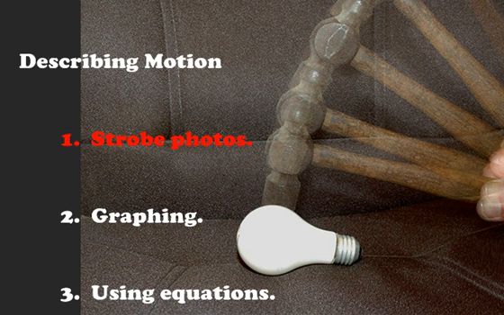Okay, we're going to be describing motion three different ways. The first one is a strobe photo, the second one that we'll be doing is graphing, and the third is by using equations to help us describe motion.